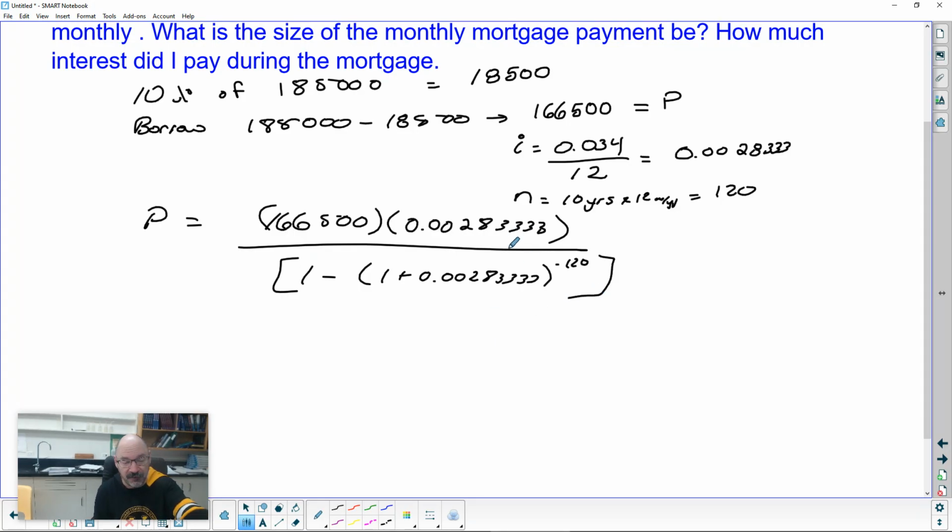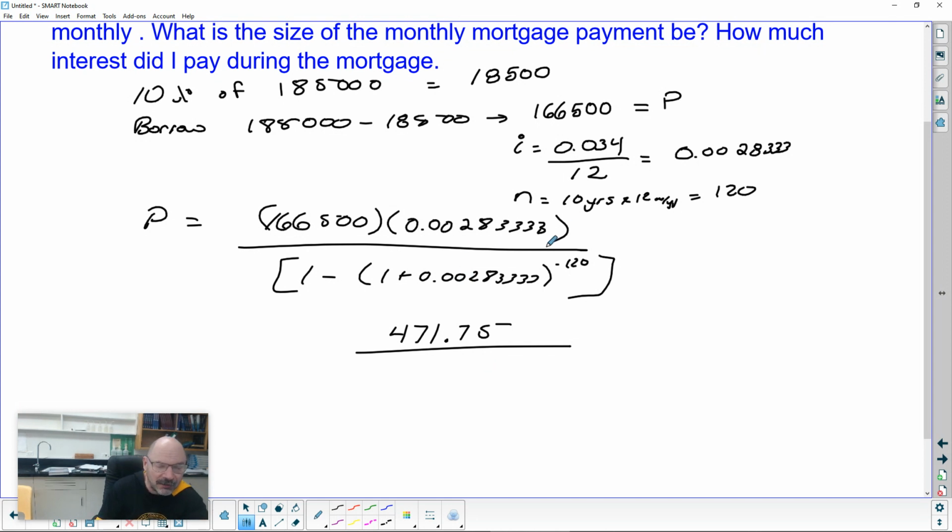Okay, so I've got that on there. So I might as well just multiply that by 166,500. And I get 471.75 on the top. Okay, which works out to a nice round number. Okay, and then I'm going to have to do this.